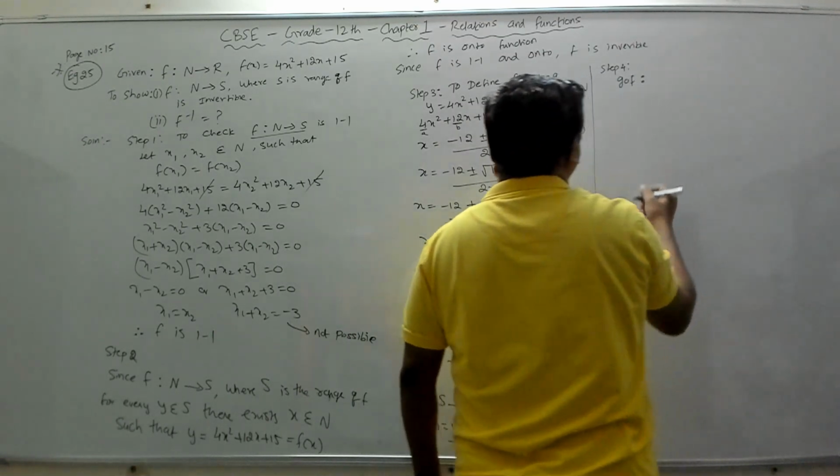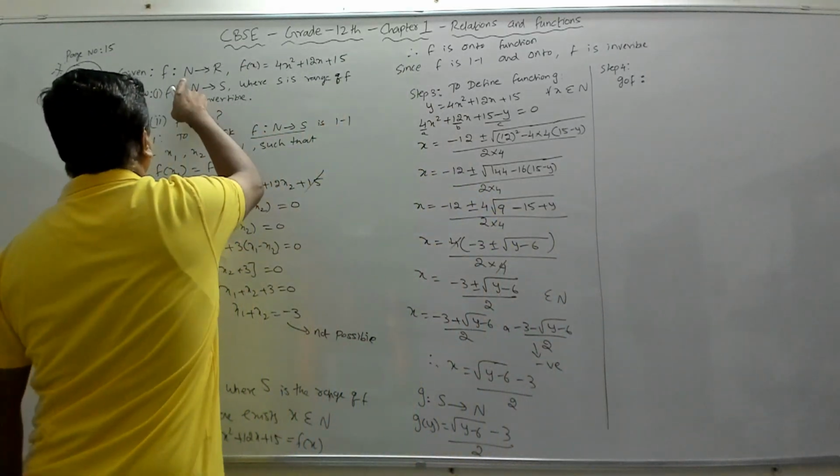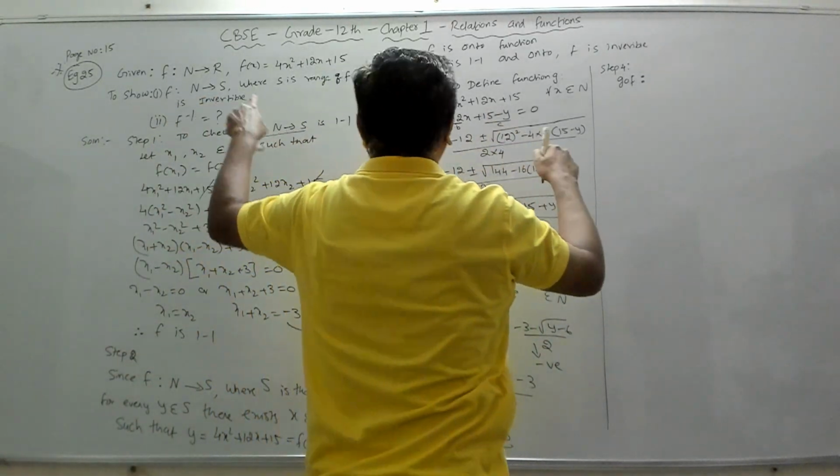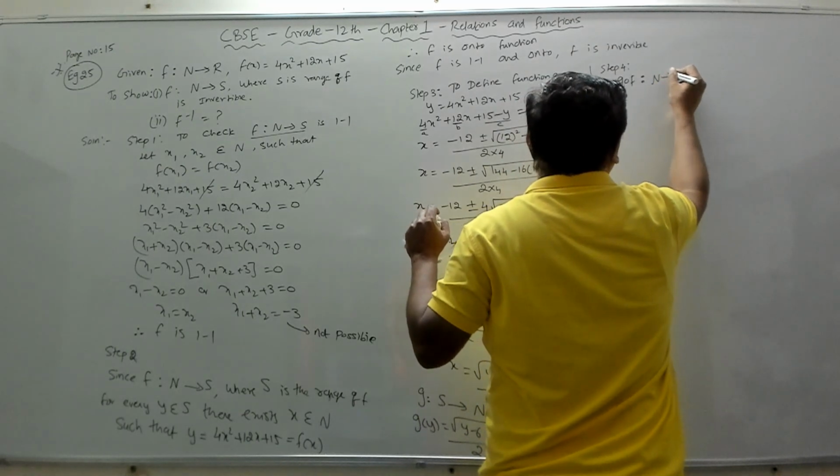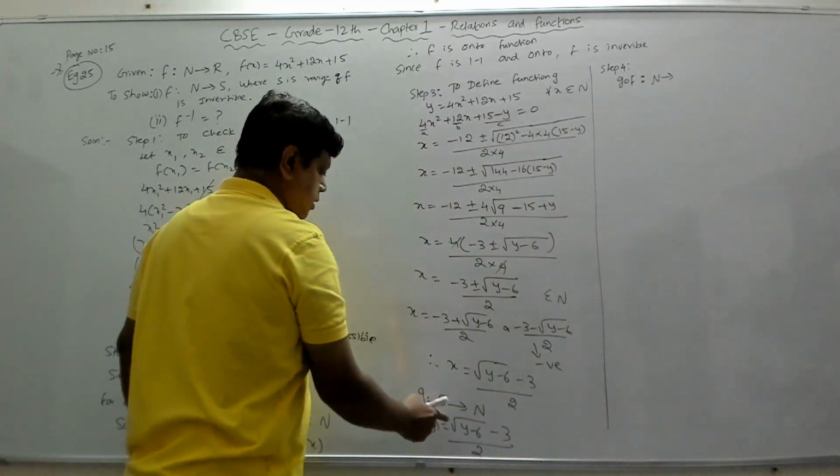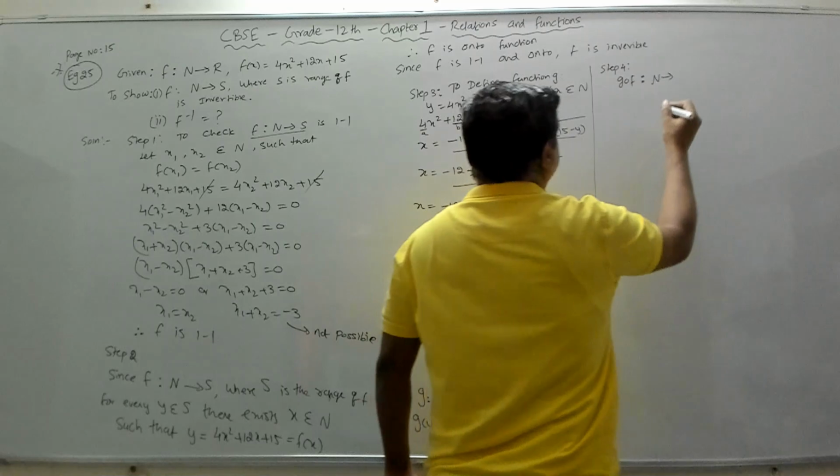And g of f is a function from which set to which set? F is from which set? F is from N to S. So f is N to S, g is ending with N. Sorry, so it is from N to N.